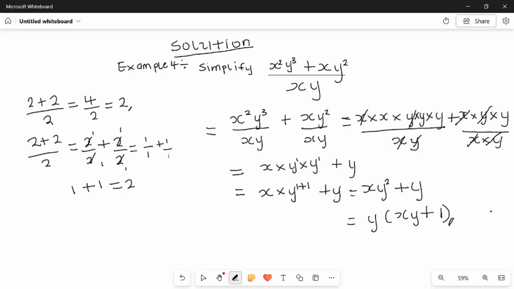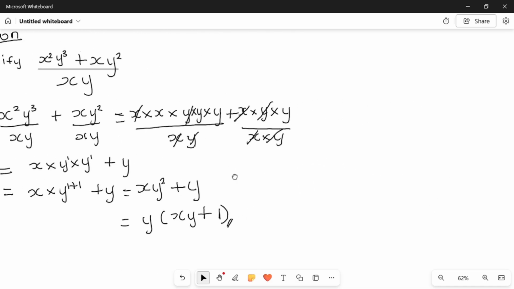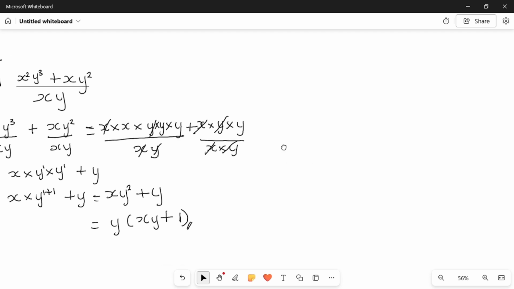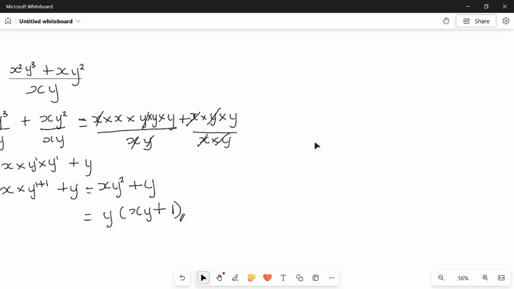But there's a faster way to solve it. Let me show you now. Stay with me. So using the second method, let me write the question first. This is the question here. So I want to use method 2, a faster method.